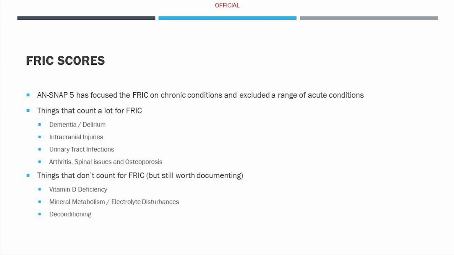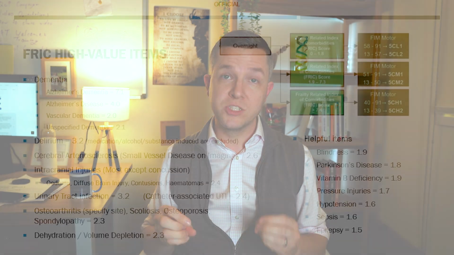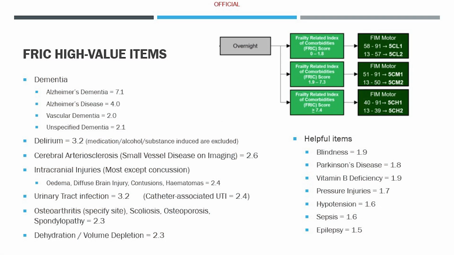The things that count a lot are dementia and delirium, intracranial injuries that are not recoverable, urinary tract infections, arthritis, spinal issues, and osteoporosis. Let's look at those main items that really count, which we really need to emphasize when we're doing our documentation and avoid missing out on. In terms of the high scorers, dementia, particularly Alzheimer's dementia, not Alzheimer's disease, will get you 7.1 points. That's the highest score in any of this FRIC classification.